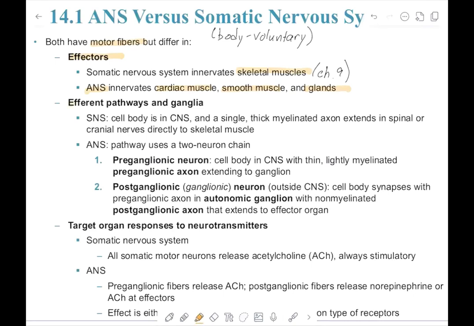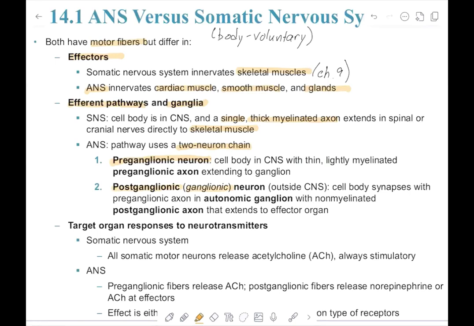There's also different efferent pathways and ganglia. Remember that a ganglia is a group of cell bodies. So in the somatic nervous system, there is a single thick myelinated axon that goes directly to the smooth muscle. In the case of the autonomic nervous system, there's a two-chain neuron pathway. There's one that's before the ganglia and one after the ganglia. The one before the ganglia we call preganglionic neuron, and the one after is called the postganglionic or ganglionic.